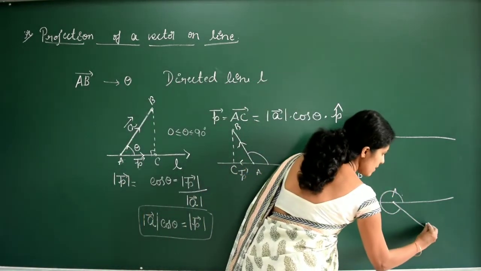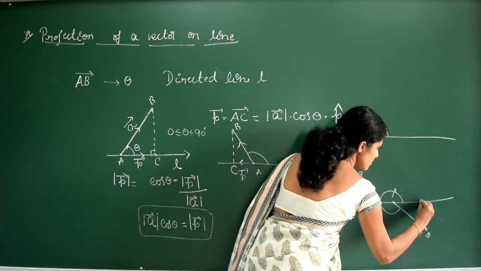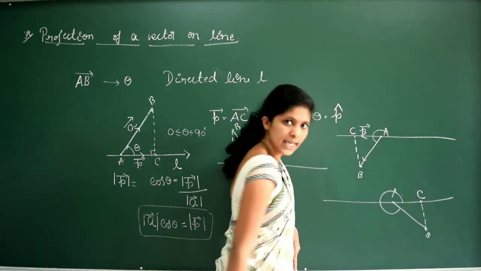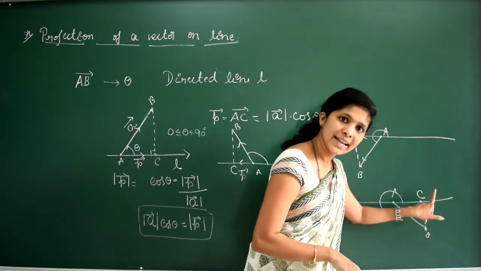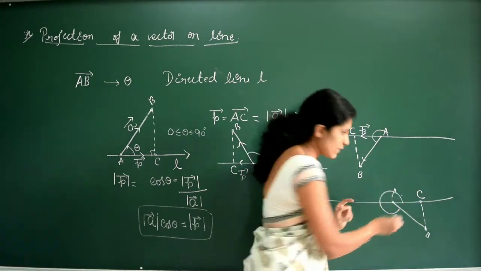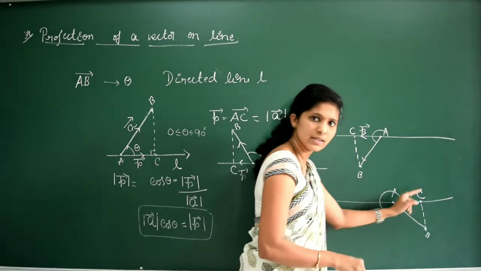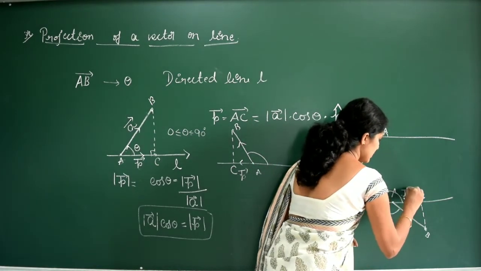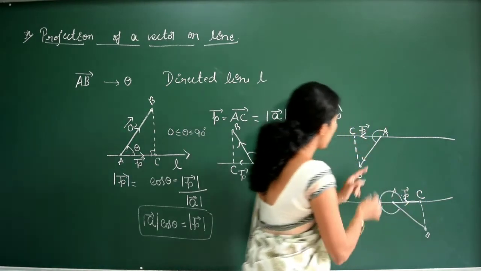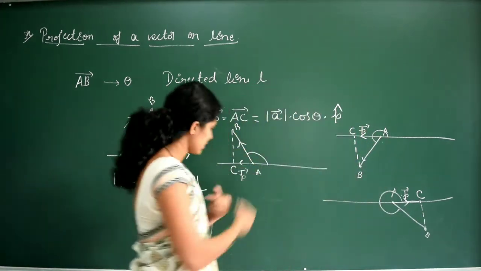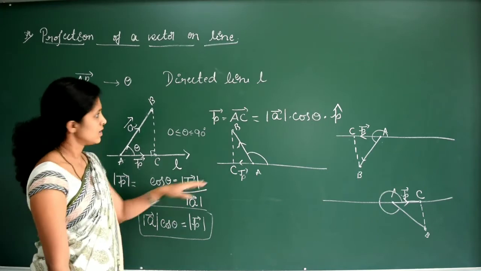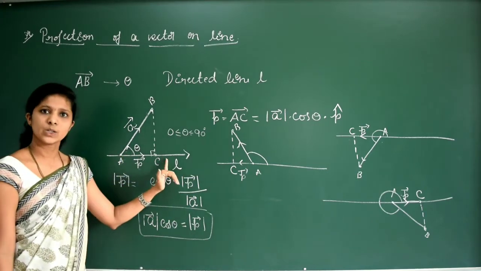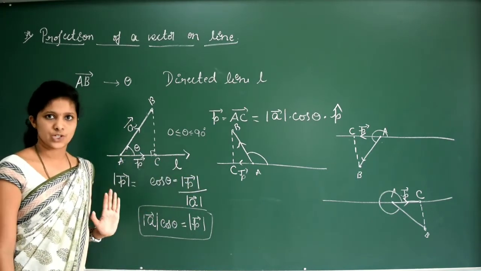I have to draw a perpendicular from here to here. So this will be C. Now the projection of a vector AB on a line L is given by the vector AC, in this direction. This will be the P vector. See here, A to C, and here A to C in this direction. Here you can observe this is A to C. Is it clear? This is about the projection.